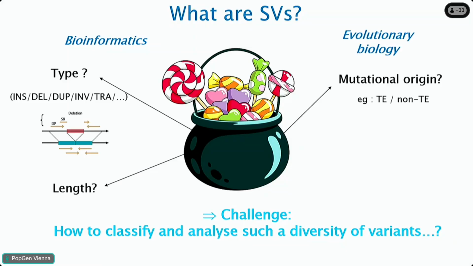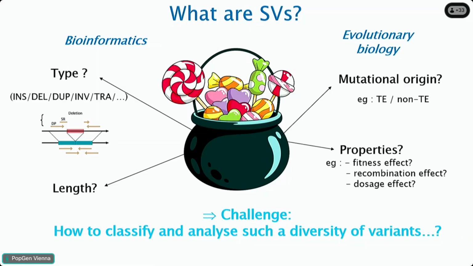Something we are really interested in, not sure we have the answer yet, is to split them by mutational origin, by what formed them. In particular, we know that transposable elements, so you know these elements that do copy and paste or cut and paste along the genome, are really mutagenic. They form insertions and deletions, but they can also lead to ectopic recombination that leads to bigger structural variants.